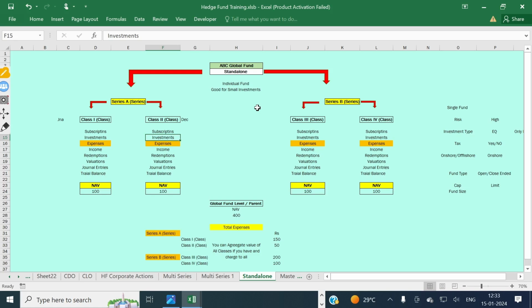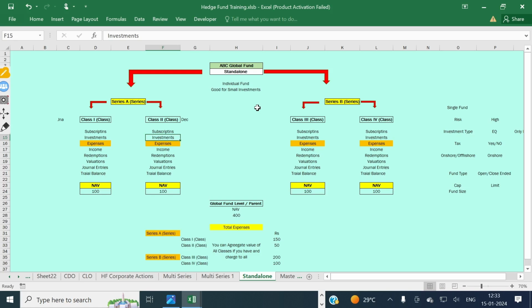I'll send you an example in your WhatsApp group after this class. Just go through it, how multiple classes look. That would be in Excel only, so I'll share that Excel. Don't share that Excel with anyone. It's a real example that I have downloaded.